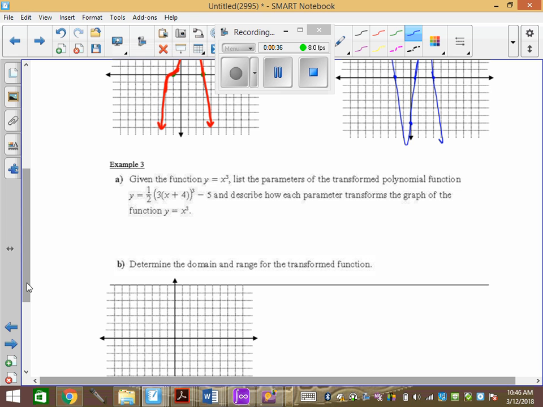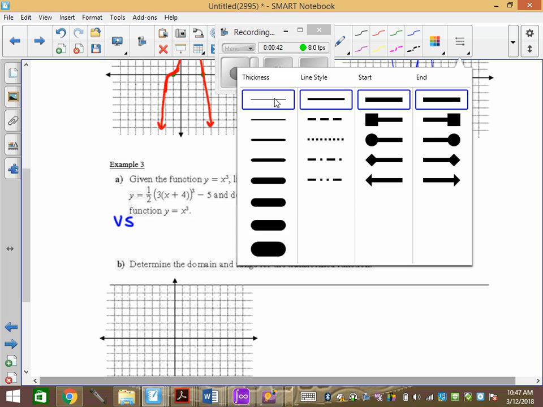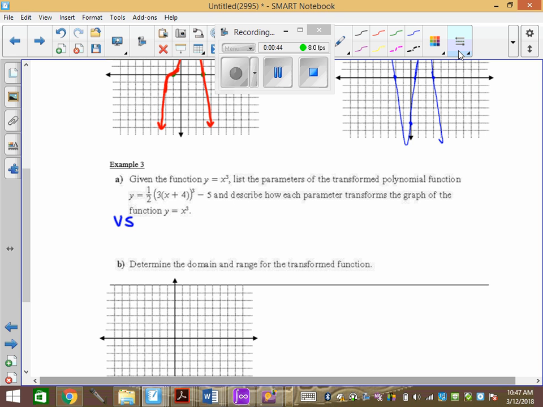So we have a vertical stretch by a factor of a half because it doesn't flip about the x-axis. I'm already nice by letting you do VS. Write the rest. Okay?